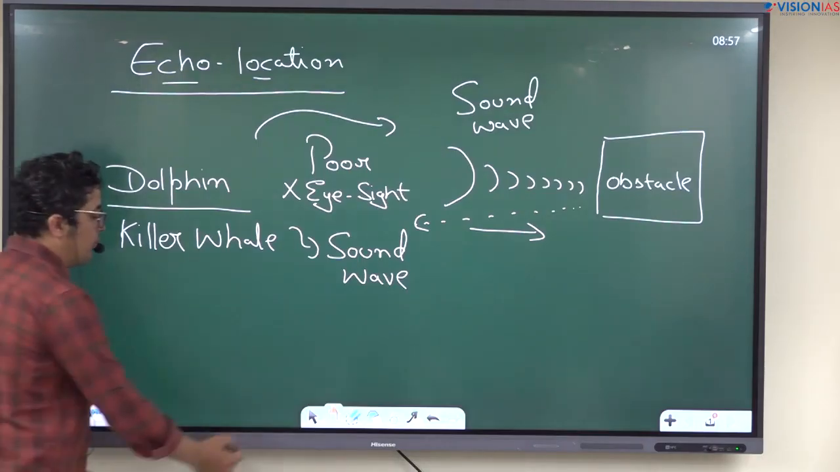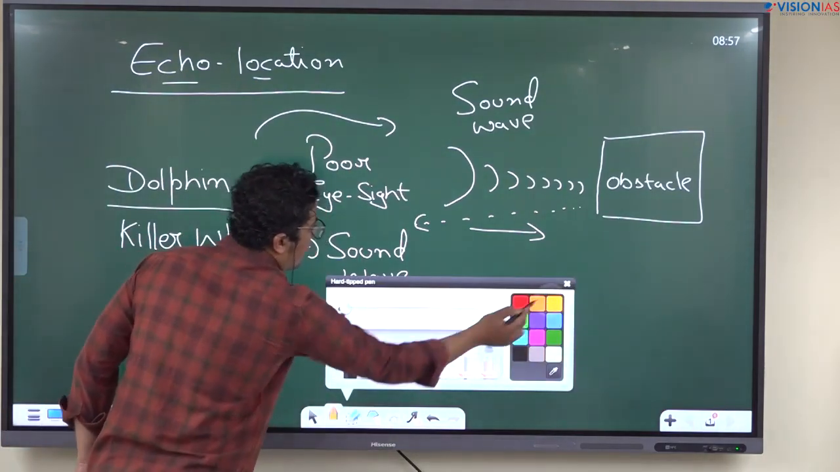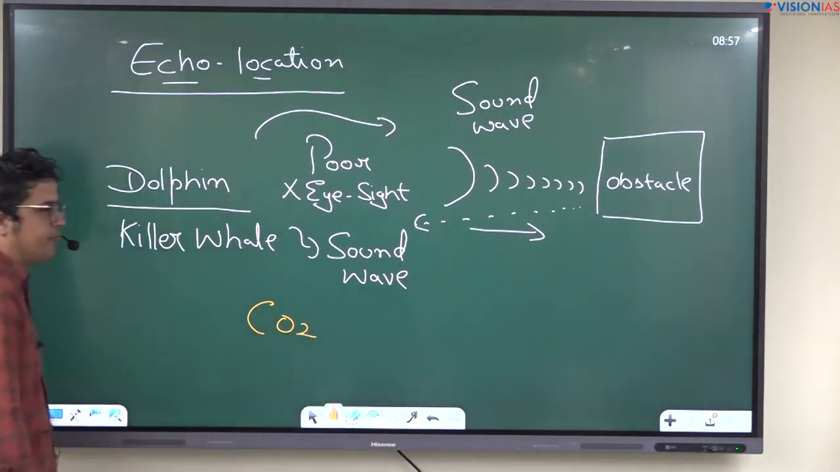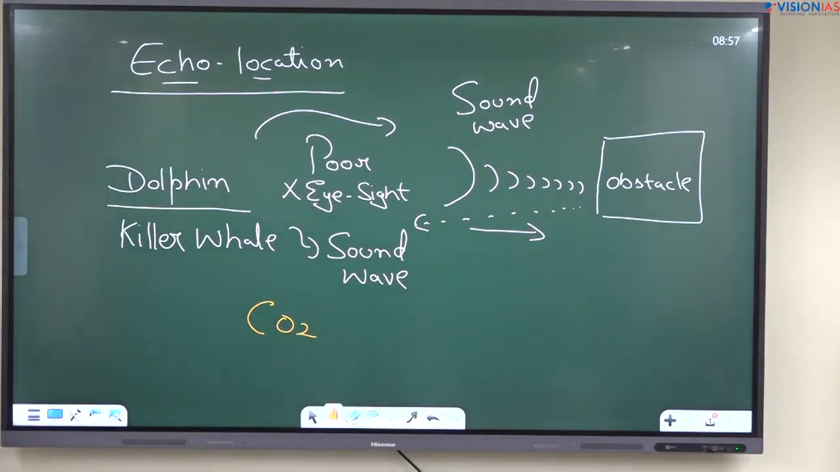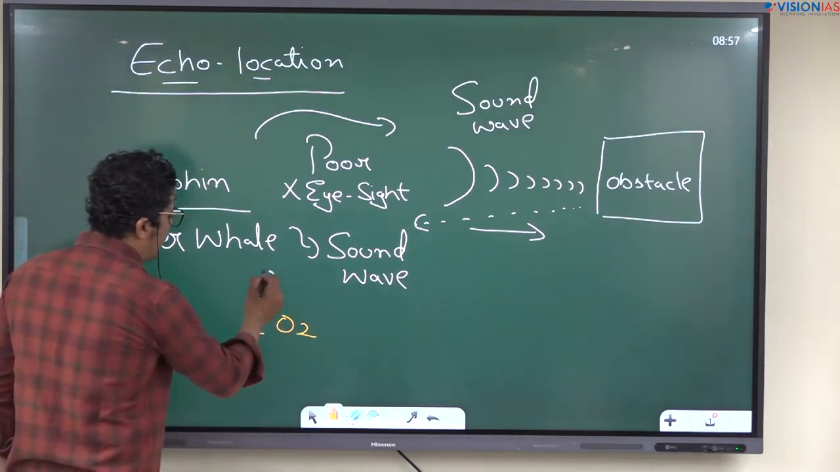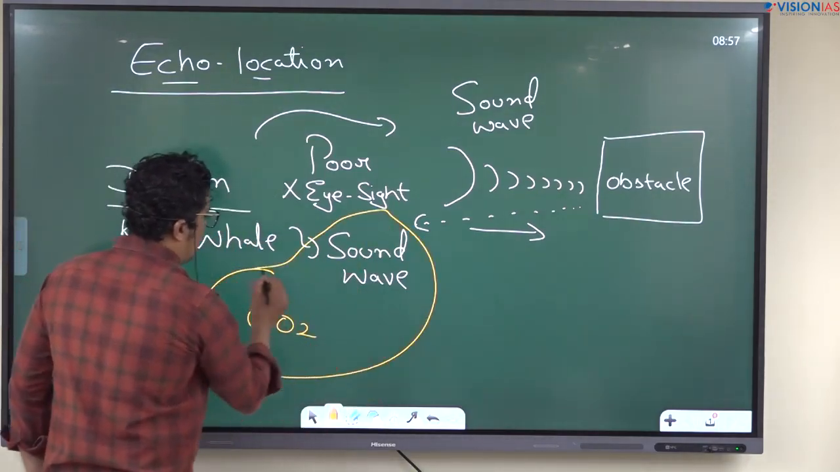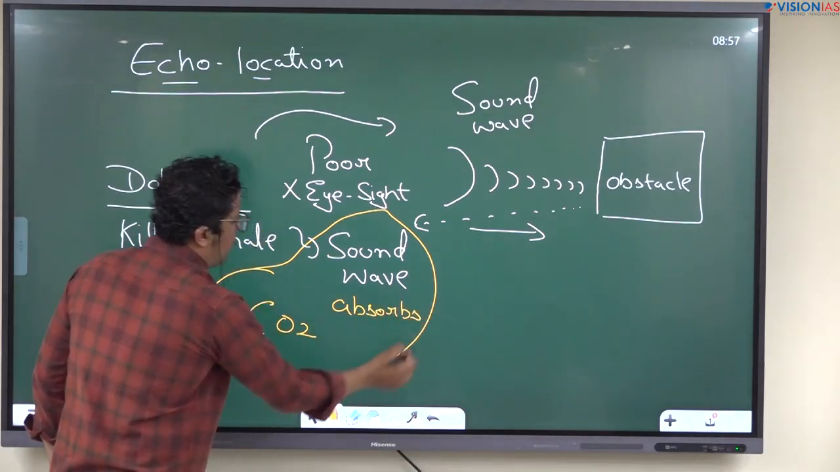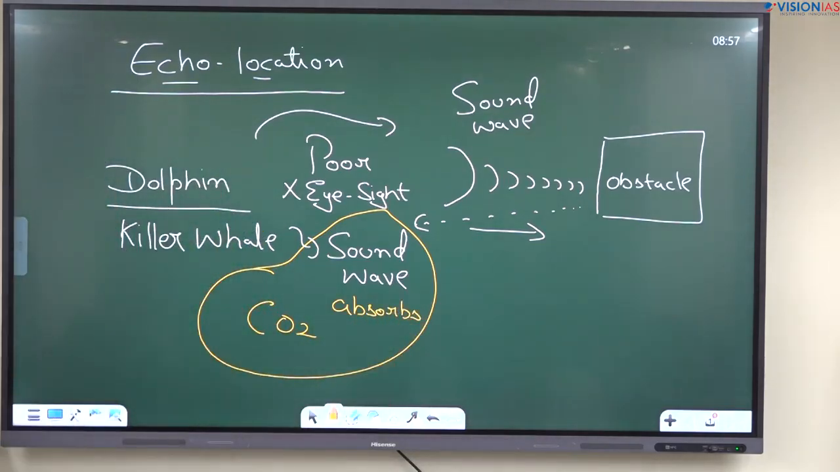But when the problem comes, when there is carbon dioxide present in water. What will this carbon dioxide do? Carbon dioxide will absorb the sound wave. If the dolphin releases a sound wave, carbon dioxide will absorb it.